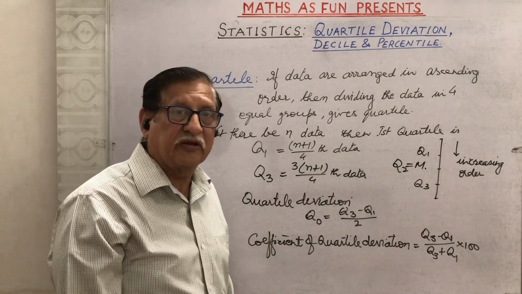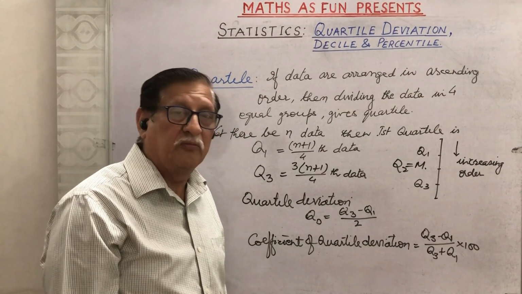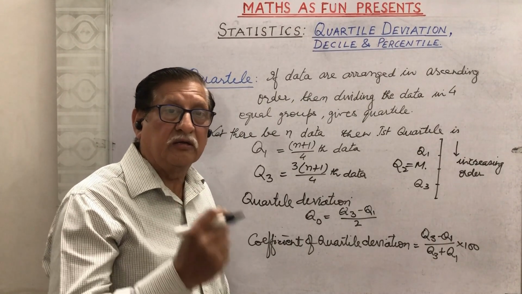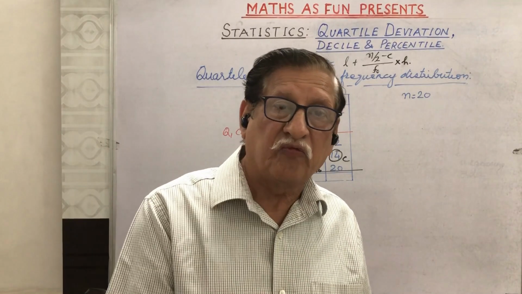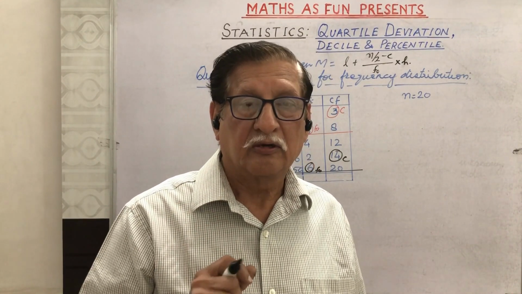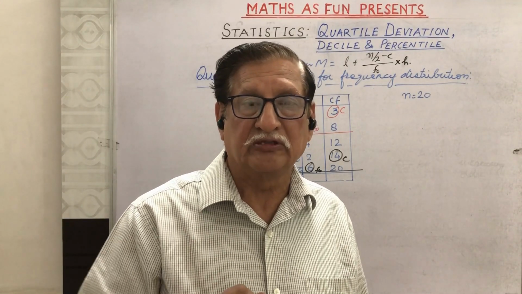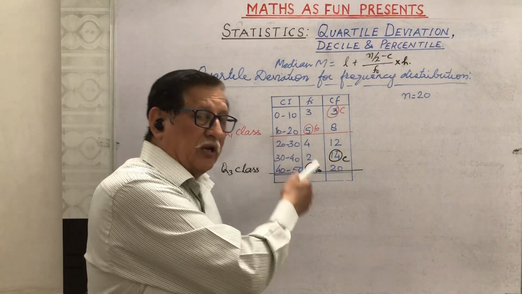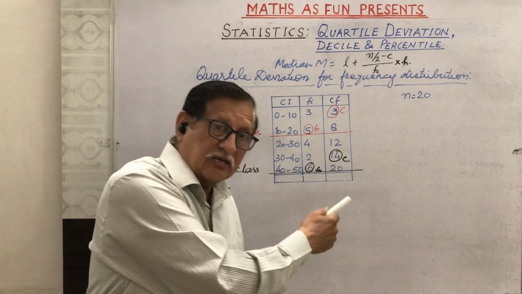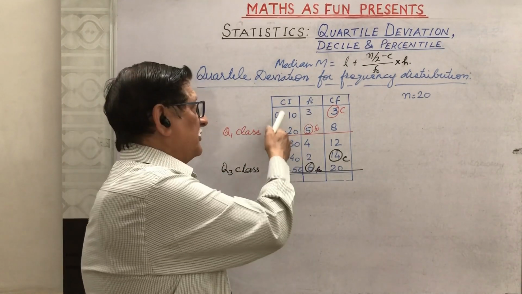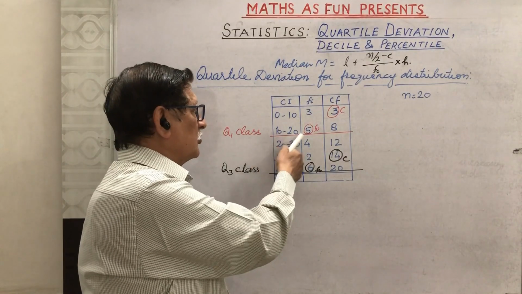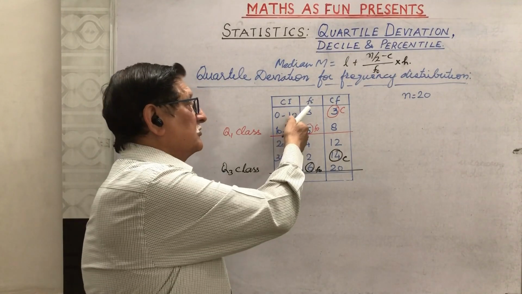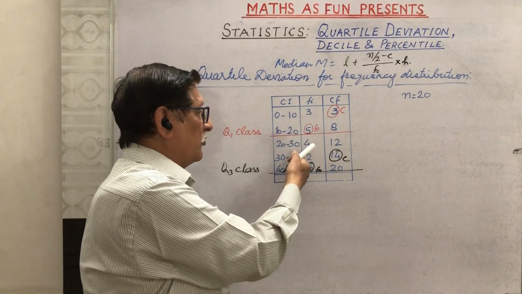But in case we are given the frequency distribution, what will be the formula? How to find out the quartile deviation? That is just like finding the median. Now we'll learn how to calculate quartile deviation for a given frequency distribution. We are taking a classified frequency distribution and we will learn it by applying the example which we have taken here. In this we have been given the class intervals 0 to 10, 10 to 20, up to 40 to 50. And their corresponding frequencies are 3, 5, 4, 2 and 6.